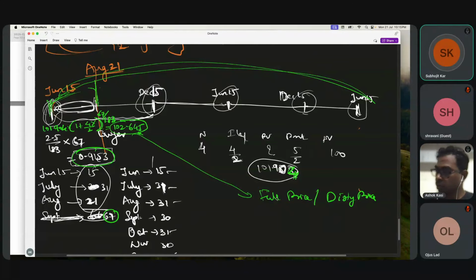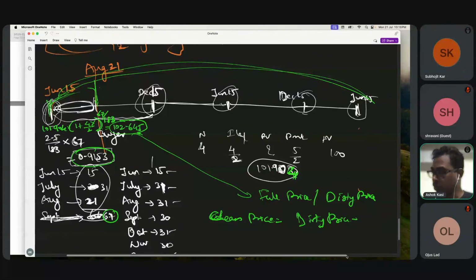So now clean price, how will you calculate? So clean price is equal to full price or dirty price minus accrued interest.